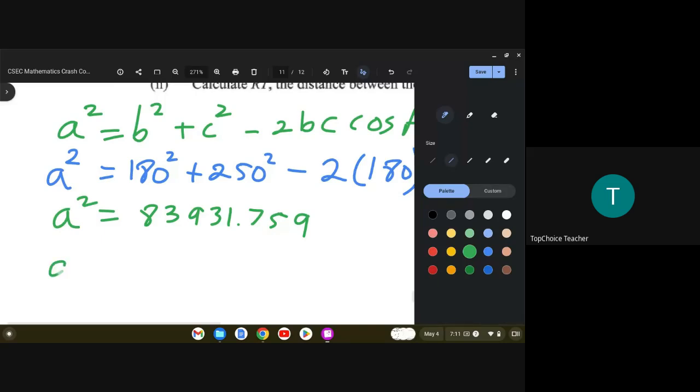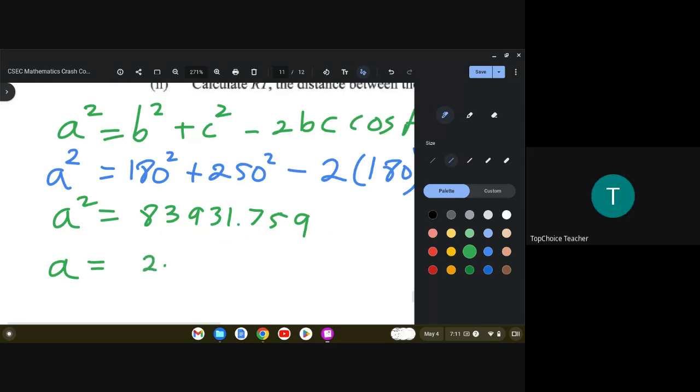How do we find A? If we know what is A squared, how do we get A? Square root of. Find the square root. We just need to find the square root of this number. Right. So what is the square root of this big number we just now have here? The square root of that. What would that give us?